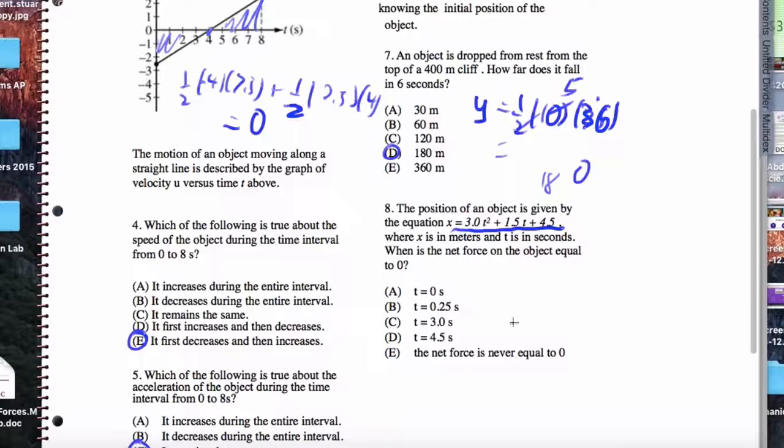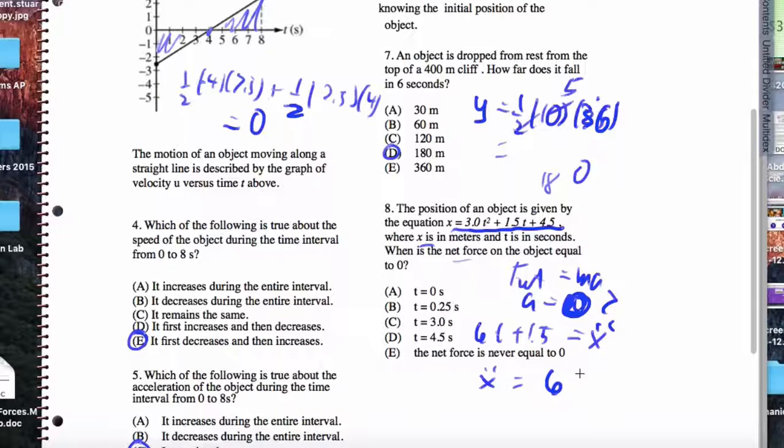This is an interesting question because we have the position. Now, when is the net force equal to 0? Well, the net force is ma, so we really want to know when acceleration is 0. So we'll take two derivatives. We've got 6t plus 1.5 is x dot, and then x double dot we've got here 6 is the acceleration, so it actually turns out the net force is never equal to 0 in this case because the acceleration is always positive.